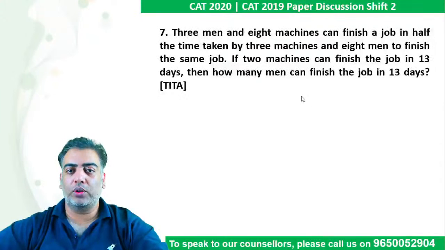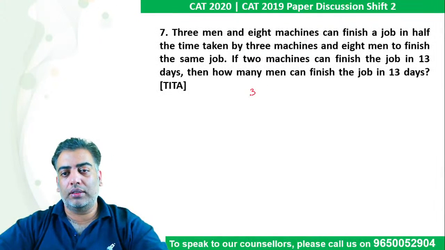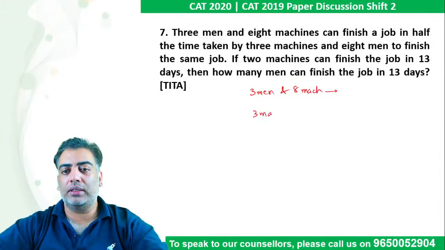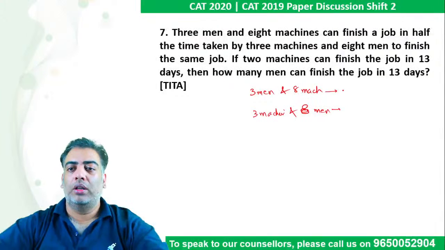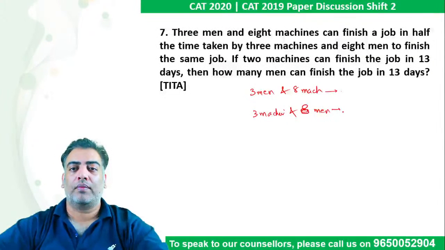Okay, so let's move on to next. Here he says 3 men and 8 machines can finish a job in half the time taken by 3 machines and 8 men. So they took half the time as compared to this, right?